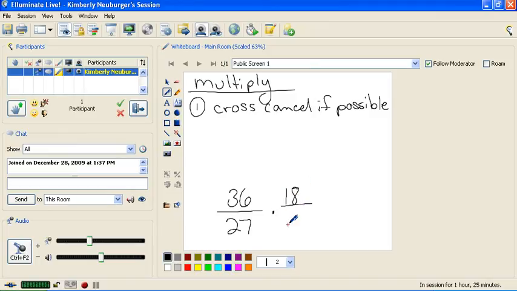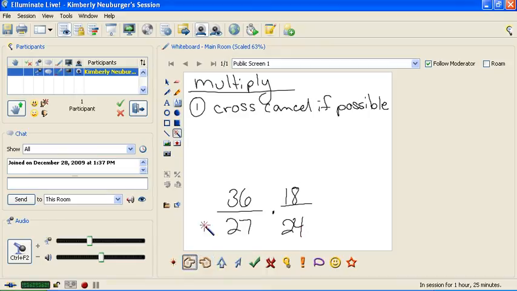Now let's say we have a problem that's 36 over 27 times 18 over 24. What you want to do to cross-cancel is take a look at all the values in the tops of the fractions, or in the numerators, and all the values in the bottoms of the fraction, or the denominators. And you want to strategically pick something in the top of either fraction and match it up with something in the bottom of either fraction. But they need to be two values that have a common factor, which means something divides into both of them.